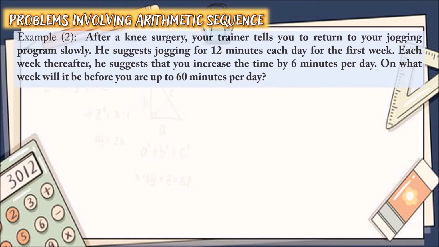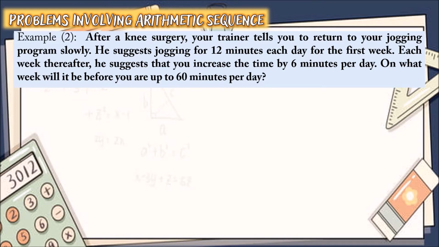Let's have example number 2 involving arithmetic sequence. After a knee surgery, your trainer tells you to return to your jogging program slowly. He suggests jogging for 12 minutes each day for the first week. Each week thereafter, he suggests that you increase the time by 6 minutes per day. On what week will it be before you are up to 60 minutes per day?